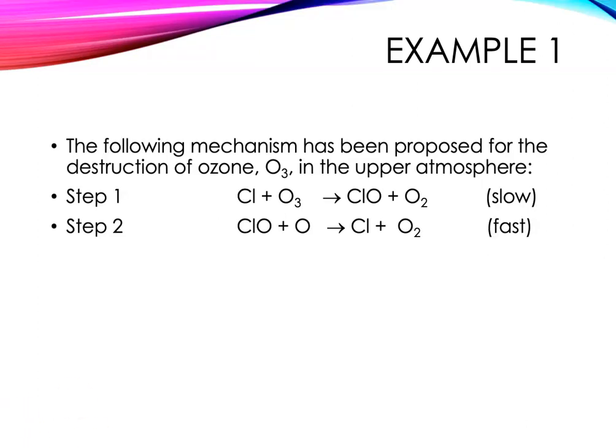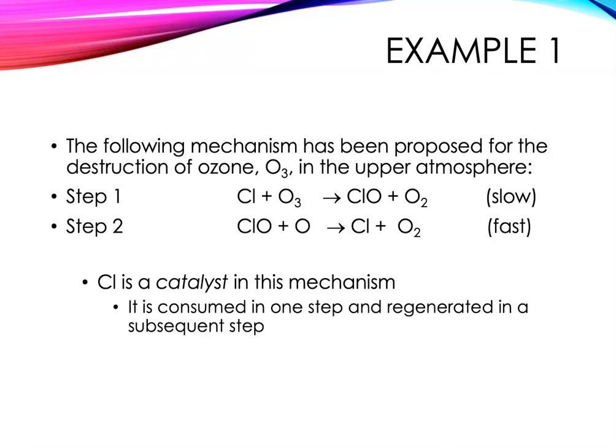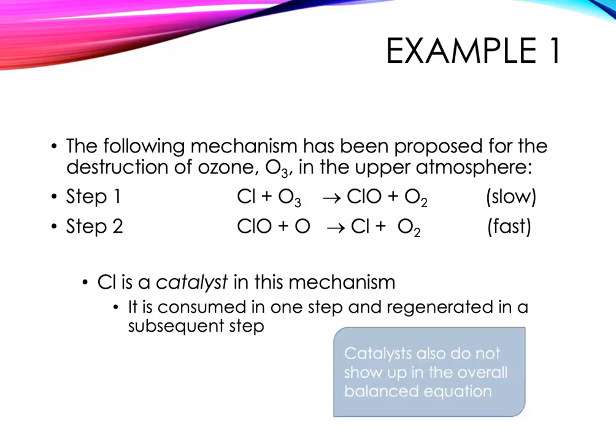The other thing I wanted to point out about this mechanism is that Cl atoms are considered a catalyst in this mechanism. How do we recognize them as a catalyst? Well, they're consumed in the first step, and then we get it back in the second step. That's the hallmark of a catalyst when we write a mechanism. It's used in one step, you get it back in a later step. Now, I want to point out that we also don't see Cl in the overall balanced equation when we add these steps up. So you can't say that that's a justification or a reason for identifying a catalyst. It's consumed in one step, we get it back in a later step.